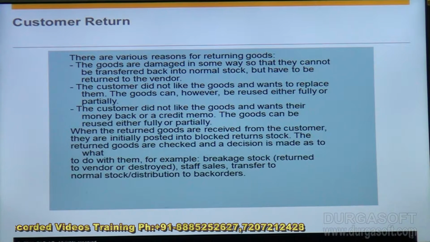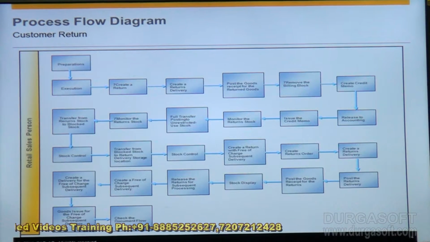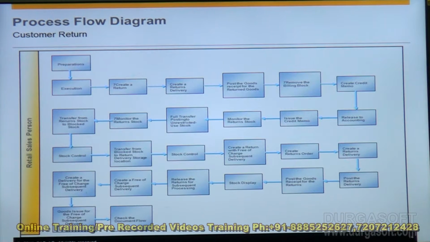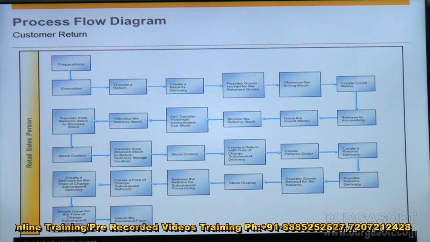This is what the customer we have here. So we have some customer returns. Once we do some certain preparations, we will try to execute, which has seven steps. Create a return delivery. Once we create the return delivery, we need to post the goods receipt for the returned goods. As well, we have step seven, remove the billing block and create the credit memo.